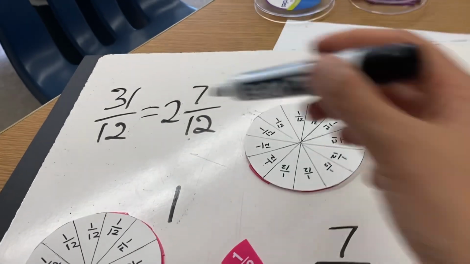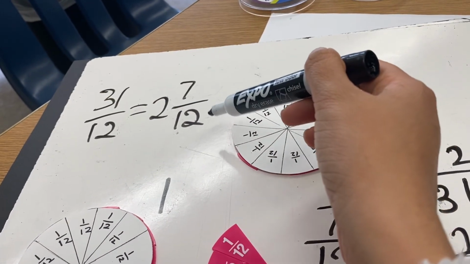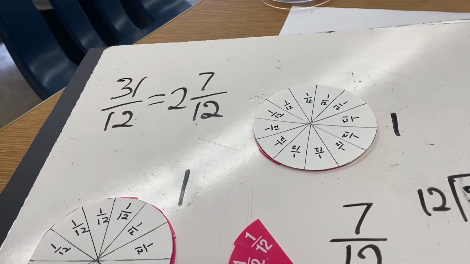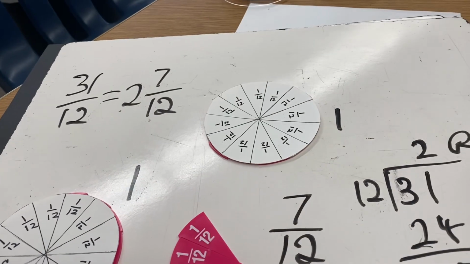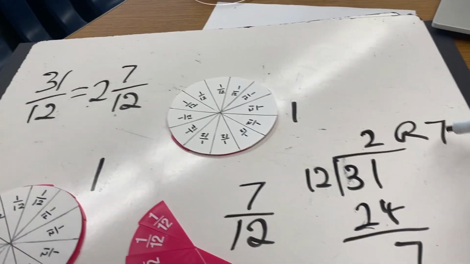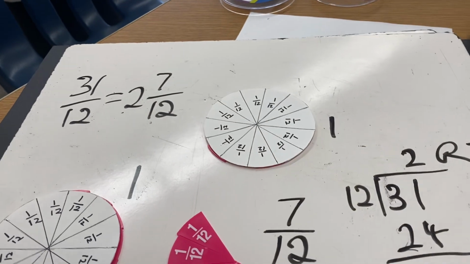So the answer to this problem, 31 over 12, as a mixed number is you actually divide 31 by 12 and the answer you get is your whole number, and whatever is left over, your remainder, is going to be the fraction part of your mixed number.